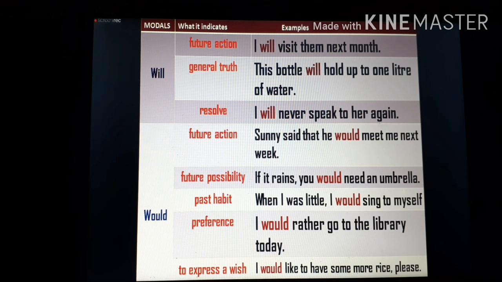When I was little, I would sing to myself. Talks about past habit. I would rather go to the library today. So, it talks about preference. I would like to have some more rice, please. This sentence expresses a wish or a desire.